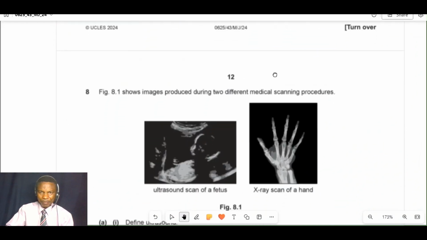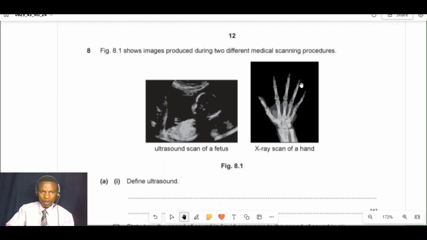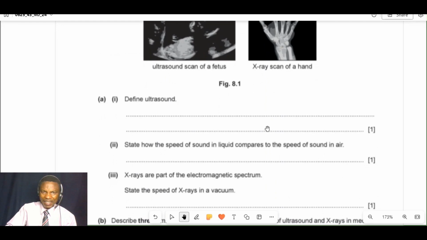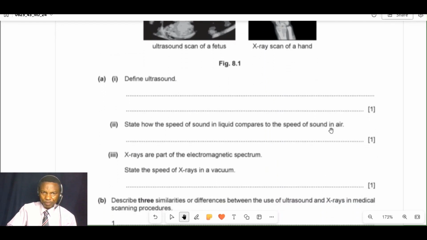It has to do with electromagnetic waves. Question number 8 shows Figure 8.1, which shows the images produced during two different medical scanning procedures. You have this one produced using an ultrasound scan of the fetus, while this one shows an X-ray scan of the hand. To start with, define the term ultrasound.